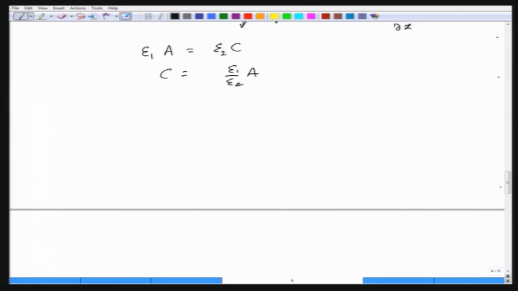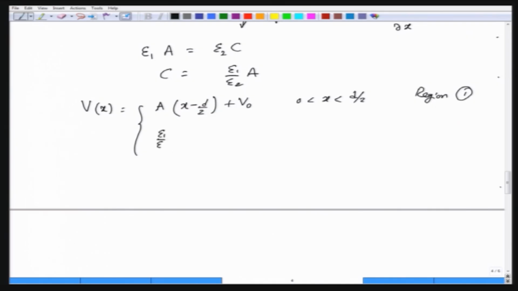Okay. So, let us write down V of x all in terms of the constant A. In the upper region, that is in the region 1, the potential V of x is A times (x minus d by 2) plus V0. This is in the region 1, right. The potential is also equal to epsilon 1 by epsilon 2 times A times (x plus d by 2) when you consider this in the region 2. Okay, this is in the region 2.